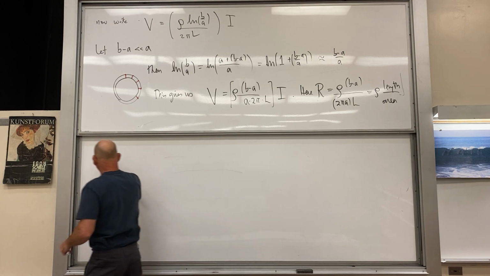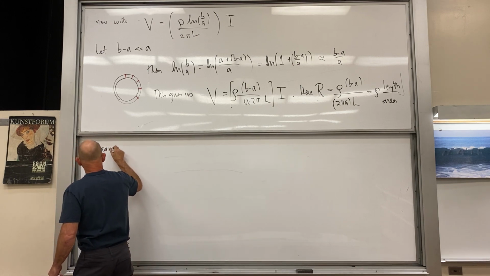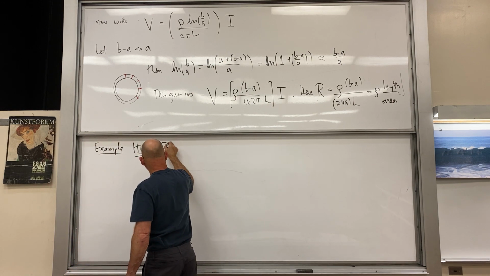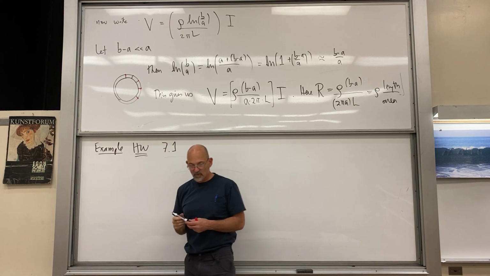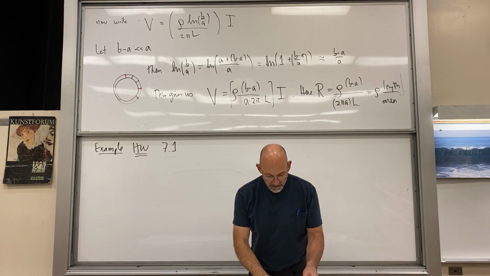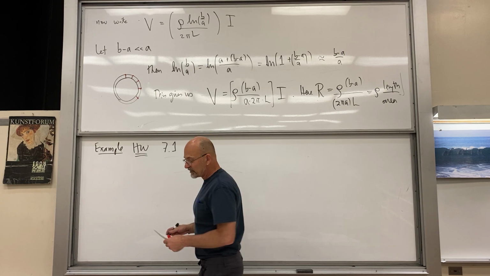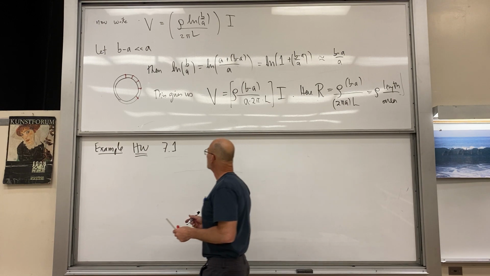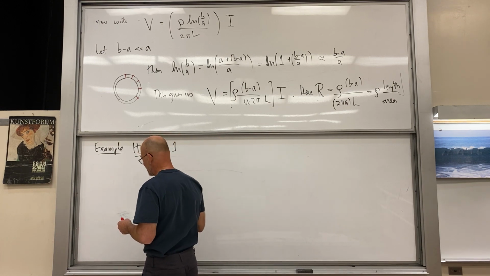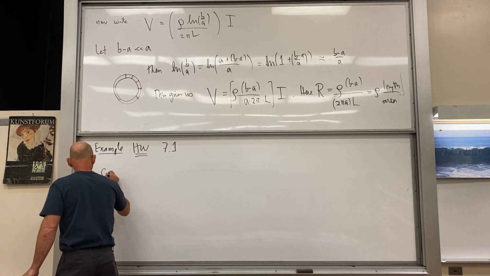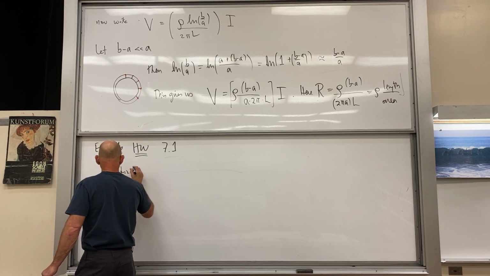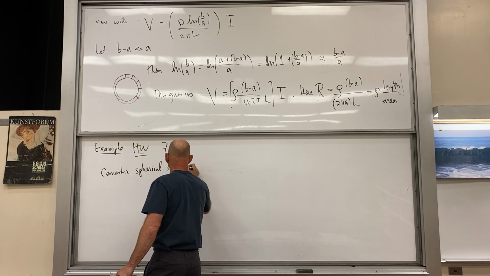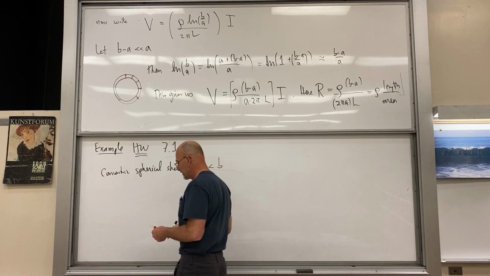So we'll just call this example homework problem, and this is 7-1 out of our text. So let's see what we have there. That is very similar to this problem, except it's going to be concentric spherical shells instead of cylindrical shells. So we have concentric spheres, A less than B.